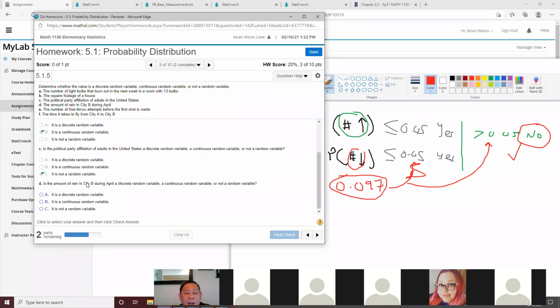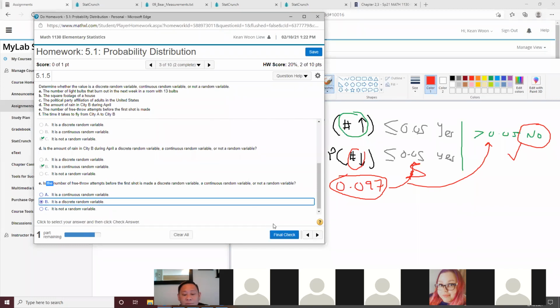How about the amount of rain? Can it be decimal? It's numbers, right? Can it be decimal or can it be just 1, 2, 3, 4? It can be decimals. So discrete or continuous? Continuous. You guys all right here so far? Yes. The number of, what's the trick I told you when you hear the word the number of? Discrete. This is discrete. Great.